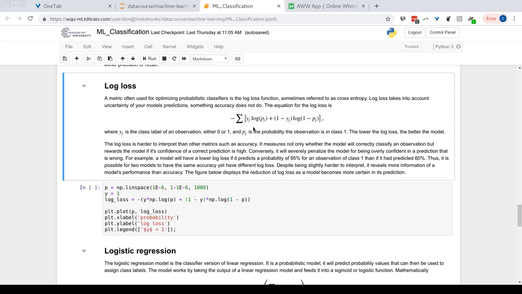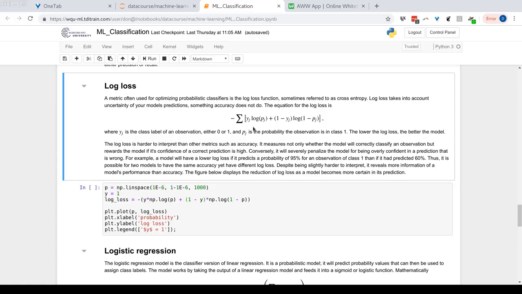All right, so let's define these terms here. y is the label of the observation. Let's consider a binary situation, 0 and 1. So we have class 0, class 1. So y is either 0 or 1. p is the probability that the observation belongs to class 1. And then we sum them all up for all our observations. That's our log loss term.